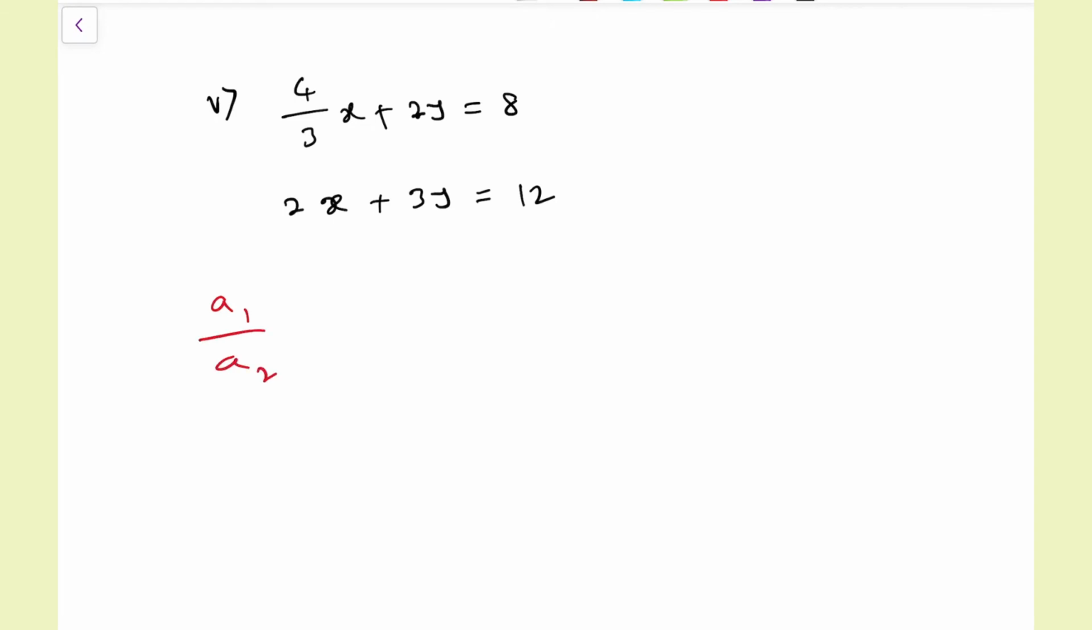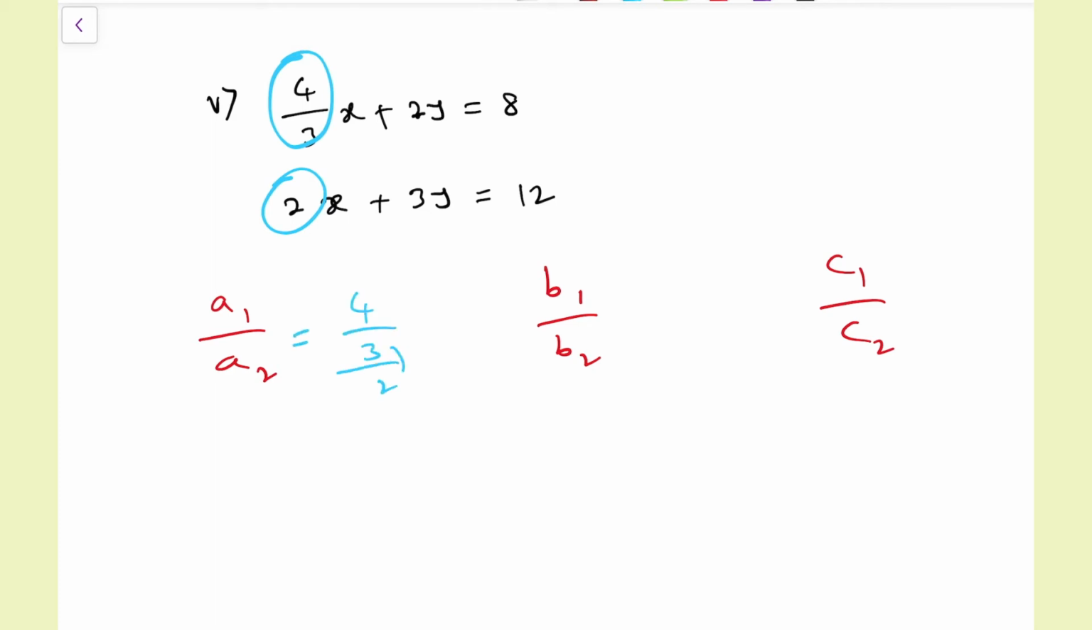A1 by A2, B1 by B2, C1 by C2. A1 by A2 is 4 by 3 by 2, so this 3 will come down. We will get 4 by 6, and 2 twos are 4, 2 threes are 6, so it will be 2 by 3. Next, B1 by B2 is 2 by 3. Simplification not possible. C1 by C2.